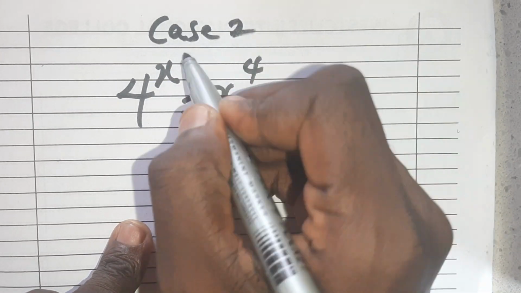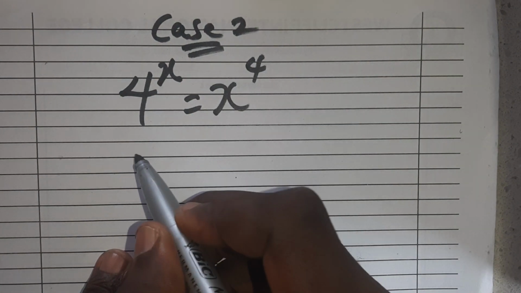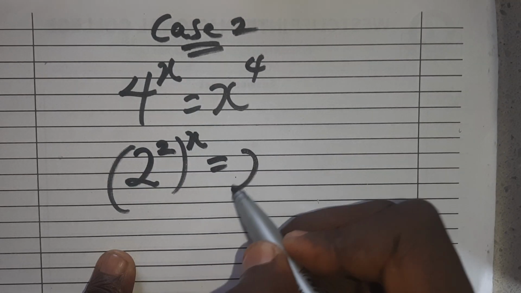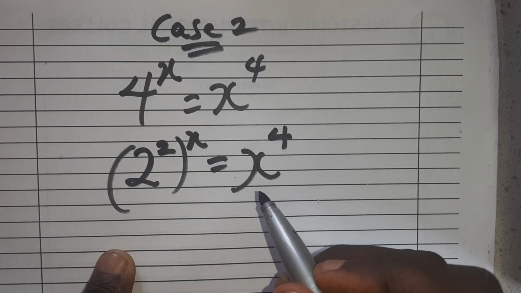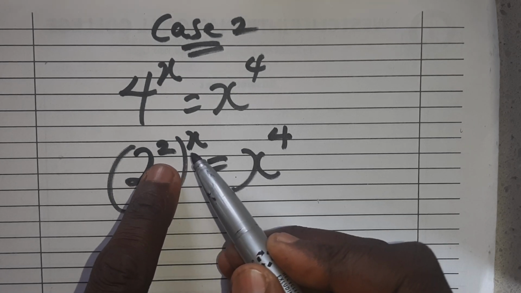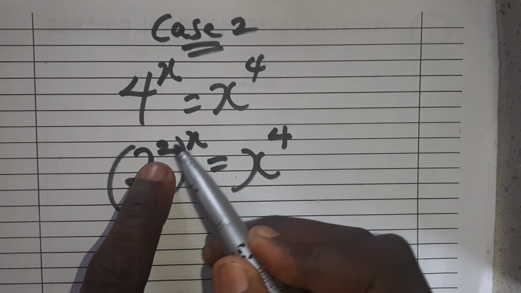Case 2. I'm going to rewrite 4 as 2 raised to the power 2. So 4 becomes 2 raised to the power 2. I'll still leave my x outside, equals x raised to the power 4. And now, because the 2 and x, they are commutative, I can swap them. The x comes inside the bracket and this power 2 stays outside.